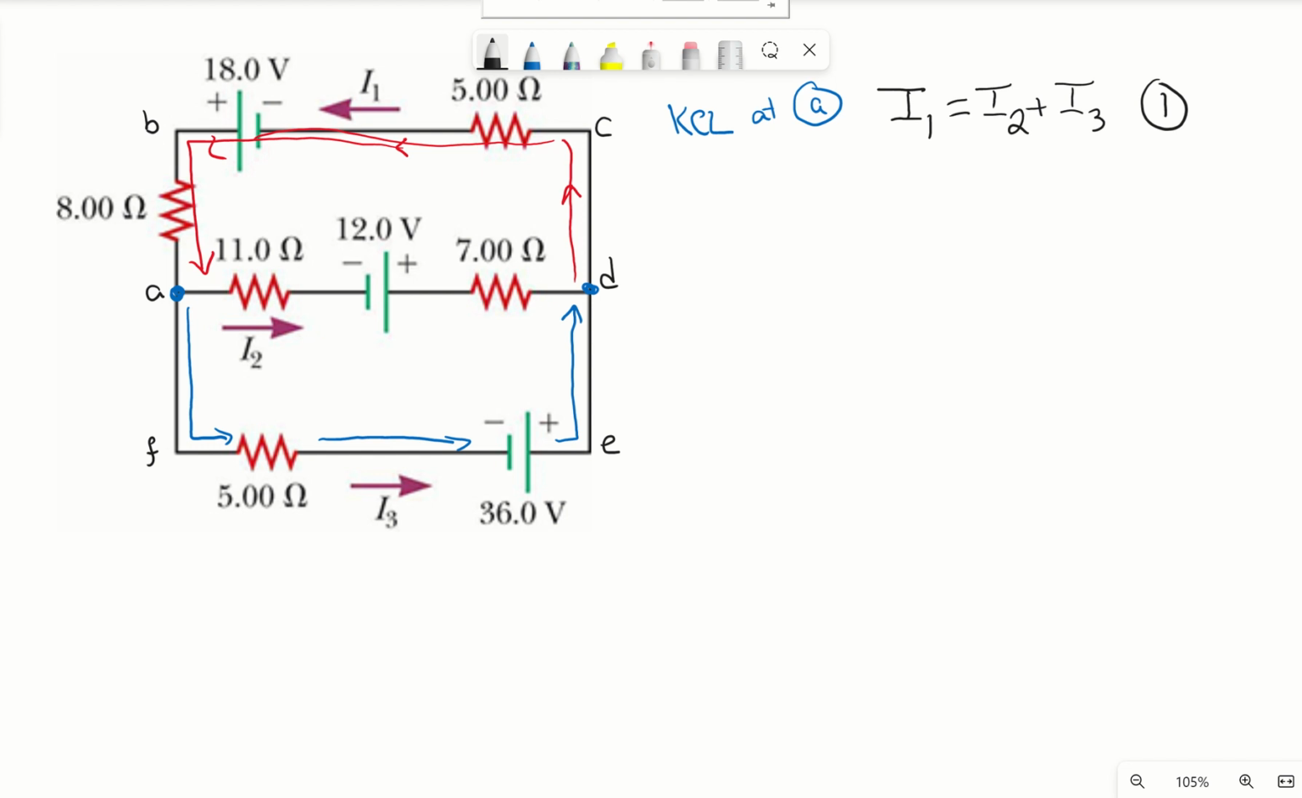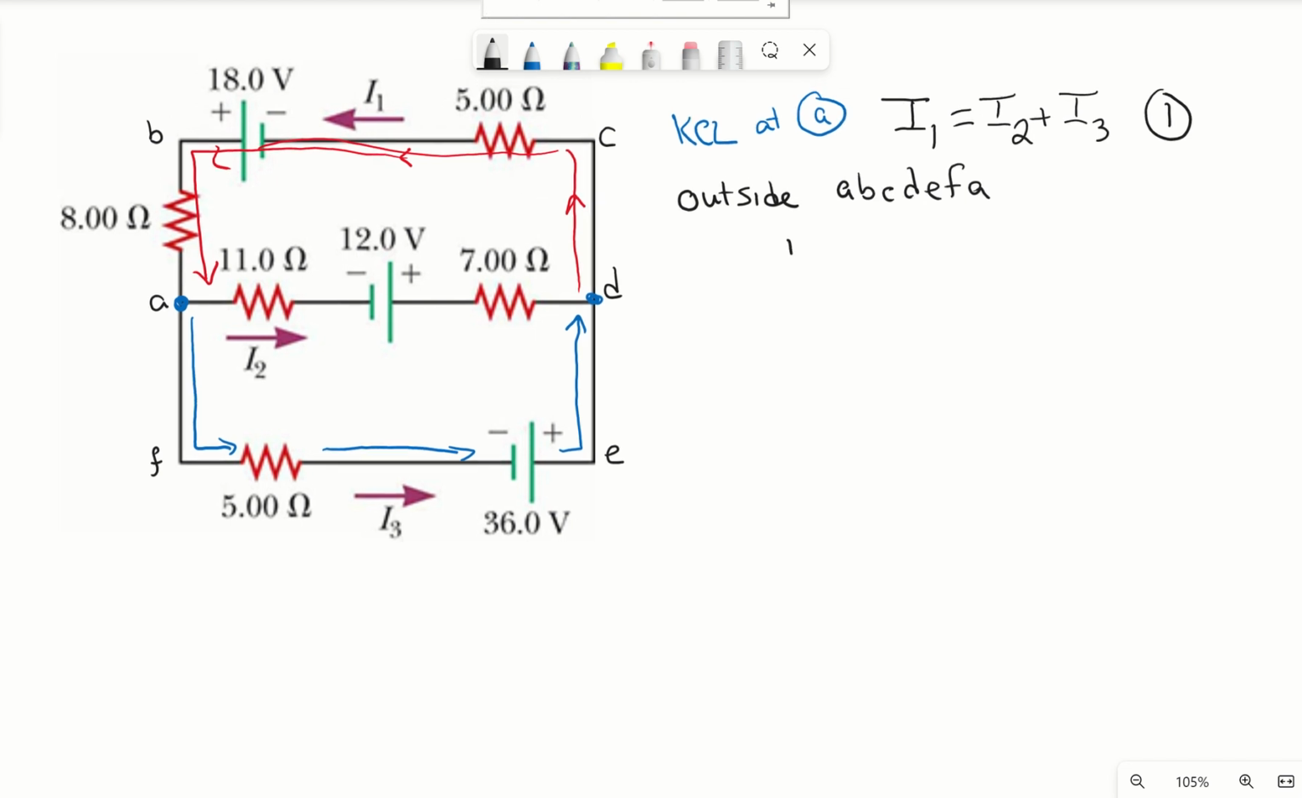All right, so let me do all the way around the outside. Let me go from A to B to C to D to E to F. So I'll go in alphabetical order, A, B, C, D, E, F, and of course back to A, where I started. So if I start at A, I'm going through that 8 ohm resistor in the opposite direction to the current, and you can see I've got the red arrow there as I1. So the rule is that when I go opposite to the current, it's a positive voltage drop, so it's going to be plus 8 I1.